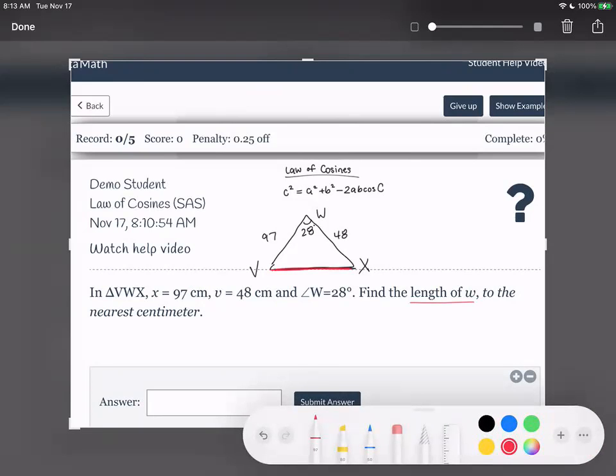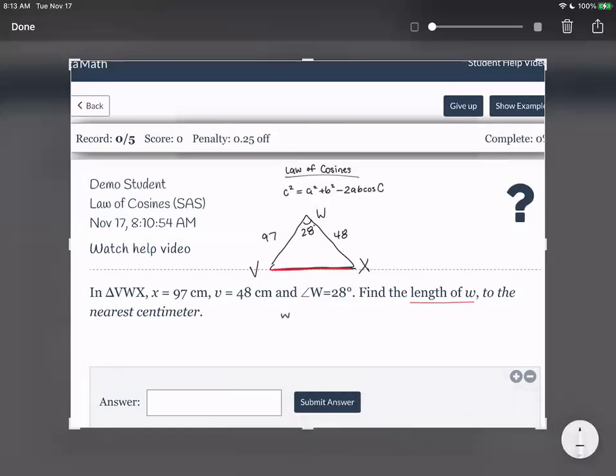Okay, so for this one, we're gonna use the law of cosines. And so the w side will essentially be our c in the equation. So I'm gonna write it out with the VWX letters instead. So we want to look for little w. So little w squared is equal to v squared plus x squared minus 2vx cosine of w. So I just rewrote this equation with the letters that they gave us in the problem.